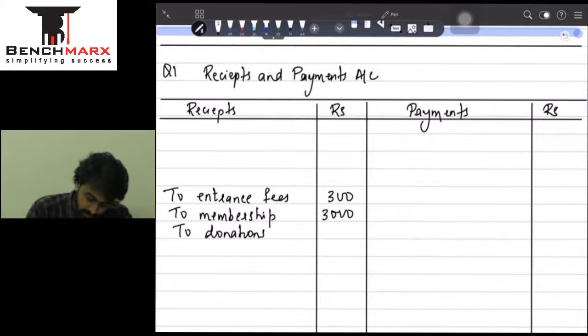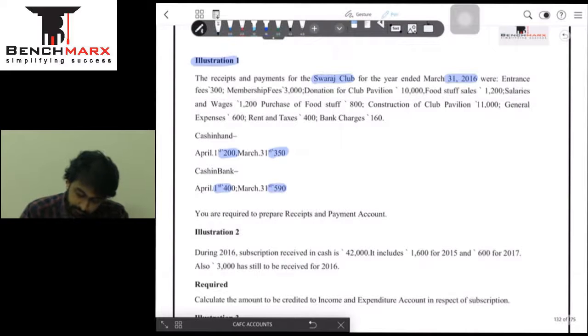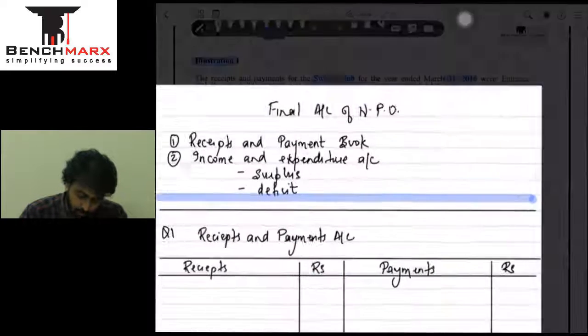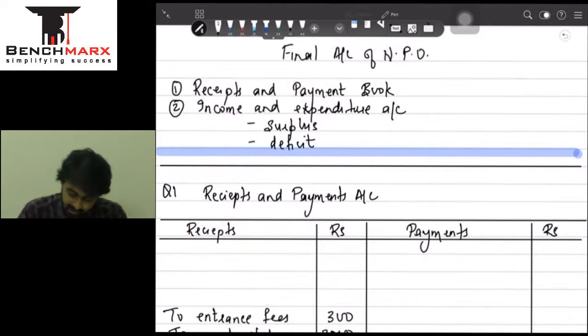Donations. Bracket club appears to be 10,000. That is our donation done. Then food stuff sales. Sales is going to be my cash inflow. I'm assuming these are my cash sales.